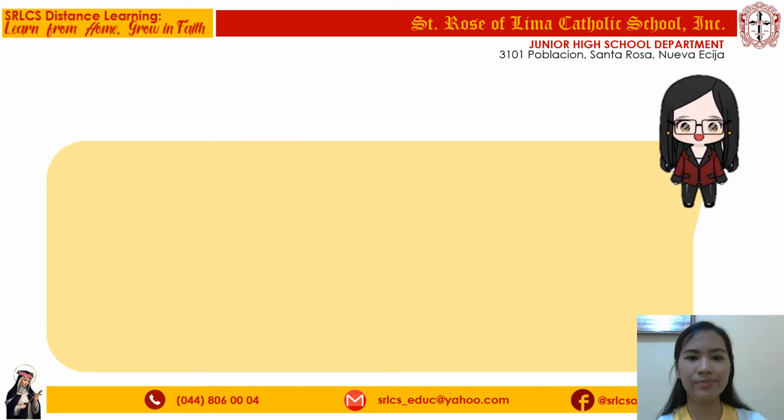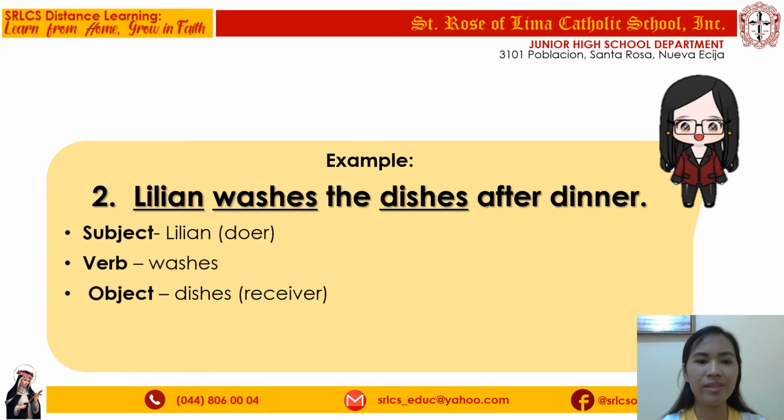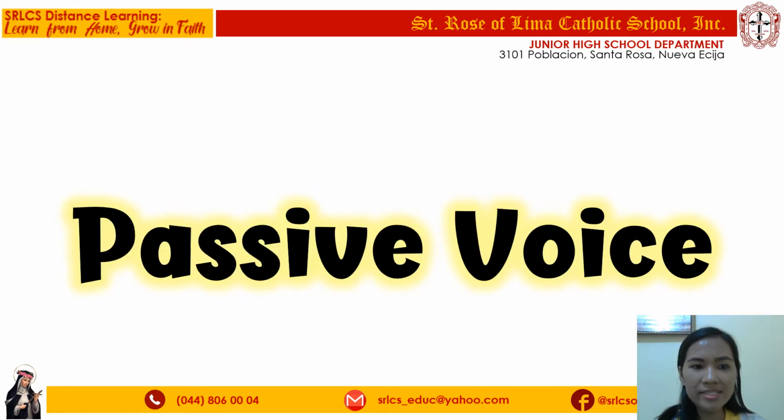Understood? Another example. Lillian washes the dishes after dinner. The subject is Lillian, verb washes, object dishes. So in the sentence, the subject is Lillian. She's the doer of the action. Washes is our verb, while the object is dishes, the one who receives the action. Alright?